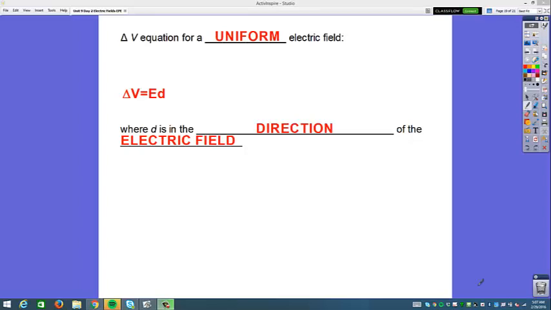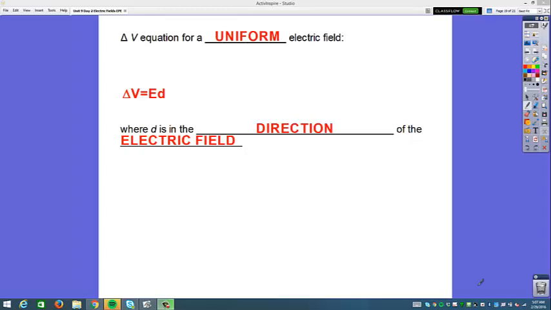Okay, last little bit about voltage. So if you're looking for voltage in a uniform electric field, remember, your uniform electric field is what we talked about earlier with the two parallel plates, one positive, one negative, and the charge on the two plates is the exact same. You come up with this equation for your potential difference called delta V equals ED.